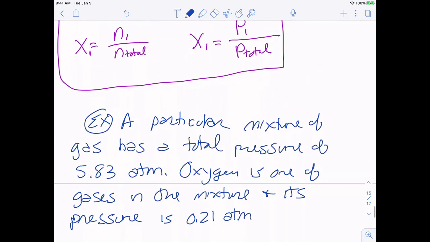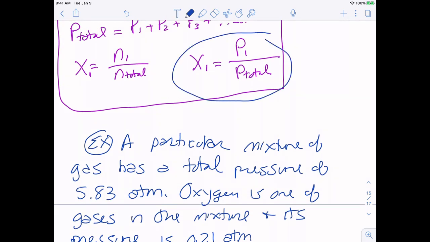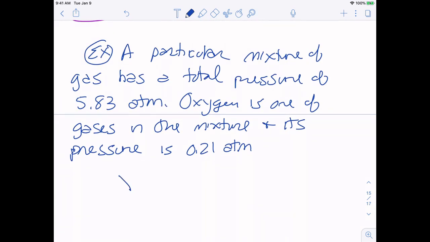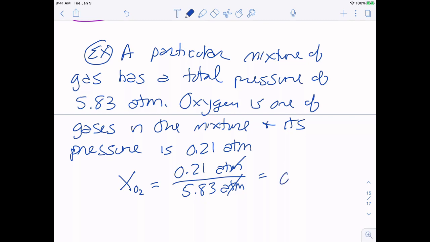So we're just going to use this equation here. We're solving for mole fraction. We have the total pressure and we have the pressure of oxygen. So my mole fraction of oxygen is going to be equal to the pressure of oxygen, 0.21 atmospheres, divided by my total pressure, 5.83 atmospheres. And again, my units cancel, so I'm just going to have a decimal less than 1, just a fraction. So when I divide this out, 0.036 is my answer.